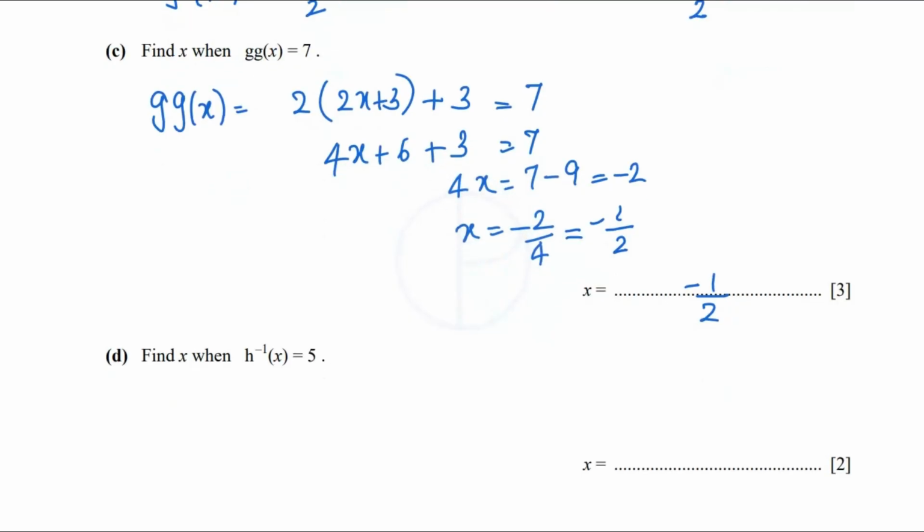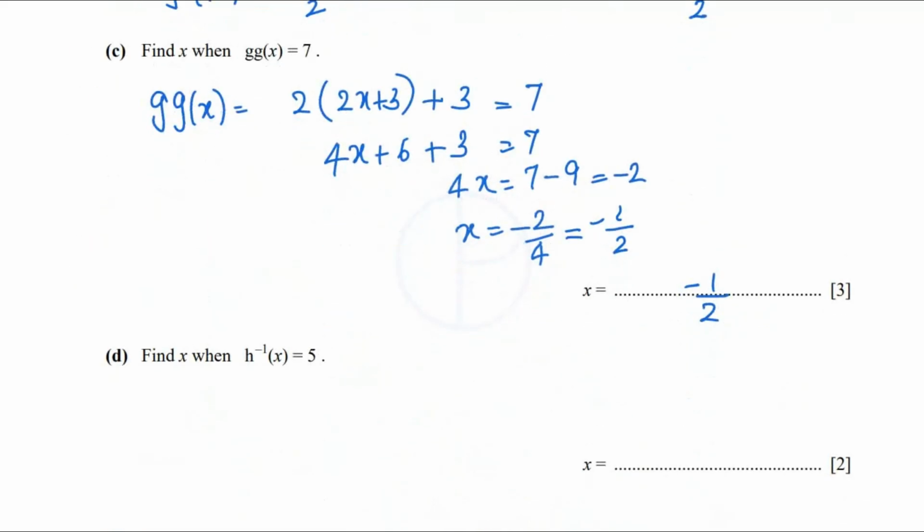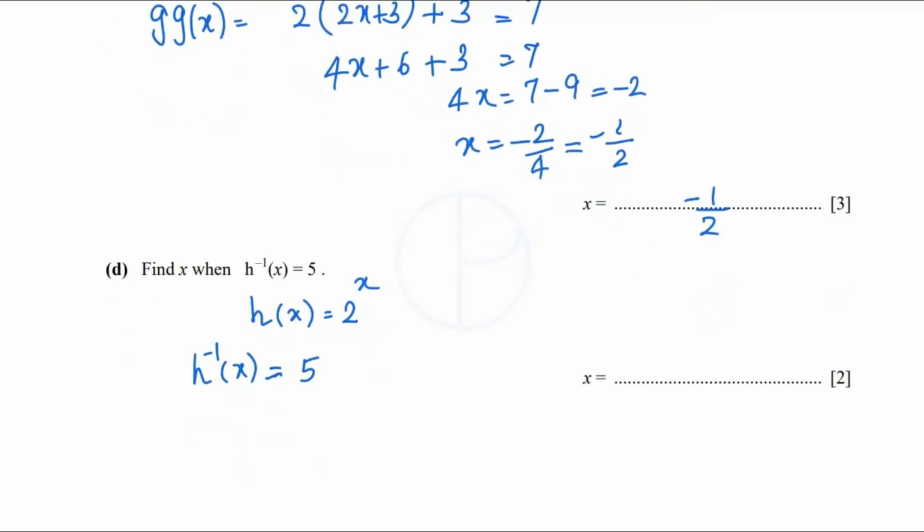Find x when h inverse of x equal to 5. h of x is given as 2 power x. h inverse of x equal to 5. Now multiply this by h on both the sides. This h and h inverse get cancelled. So we get x equal to h of 5.